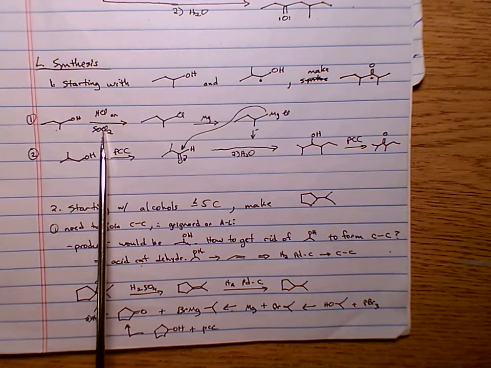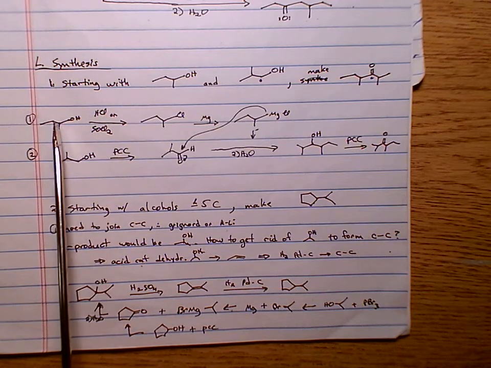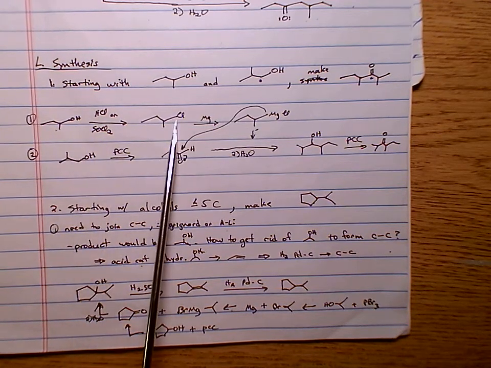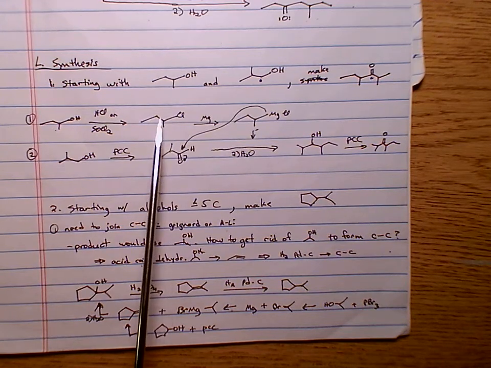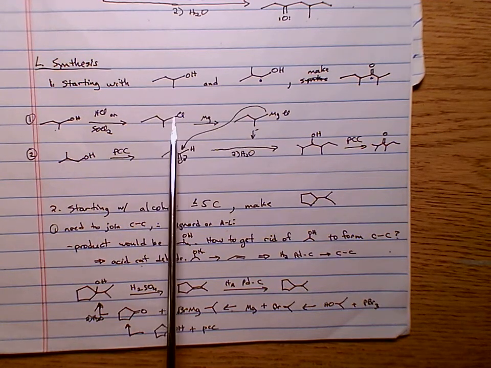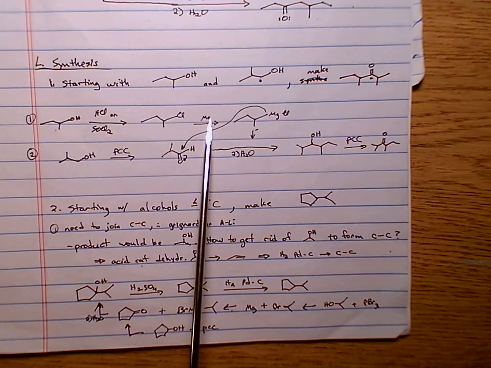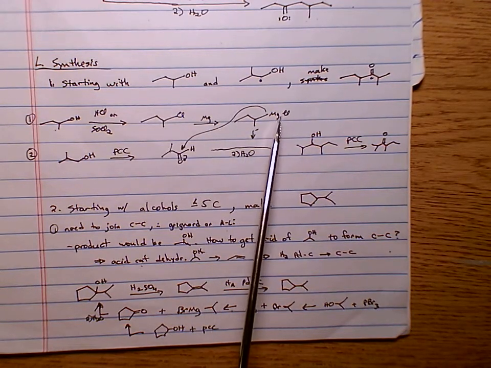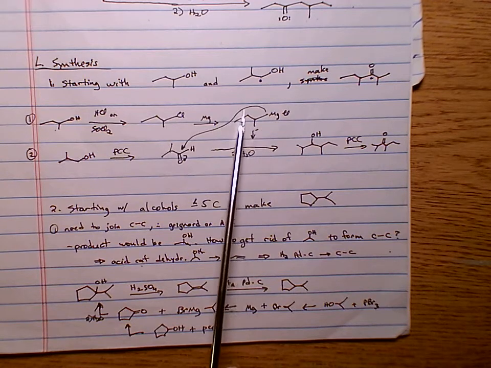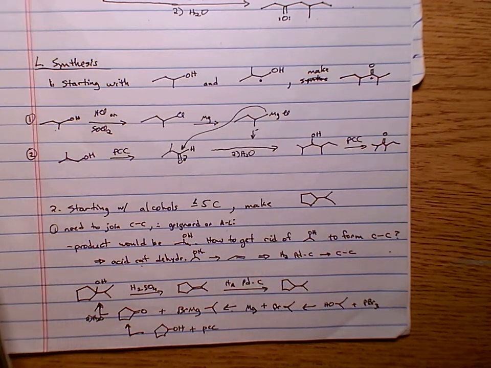I'd put in thionyl chloride because we know thionyl chloride changes alcohols into chlorides. So this OH goes away. We put a chloro on there. And once we have this chlorine on there, throw in some magnesium, and now we've got a Grignard reagent with this sec-butyl magnesium chloride here.